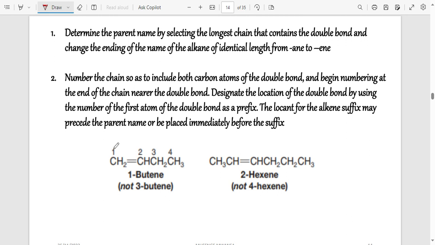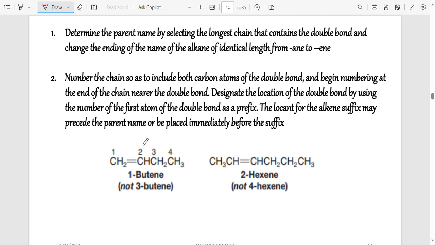So for this one, you can see where we're starting. We're starting counting from here. We could have started from here: 1 carbon, 2 carbons, 3 carbons, 4 carbons. We don't start from that end. Why? Because the double bond is going to receive a big number. So when you are naming, always state the position of the double bond.